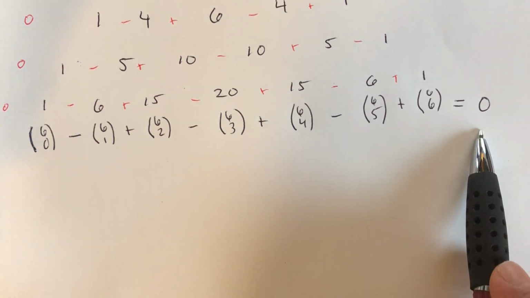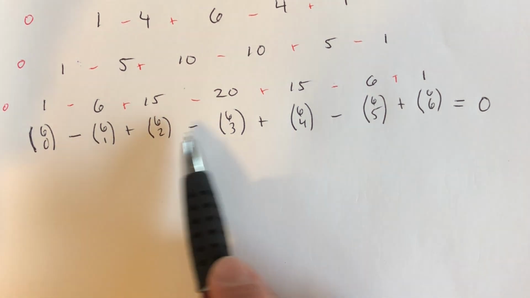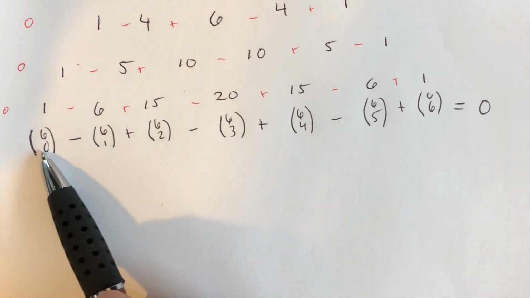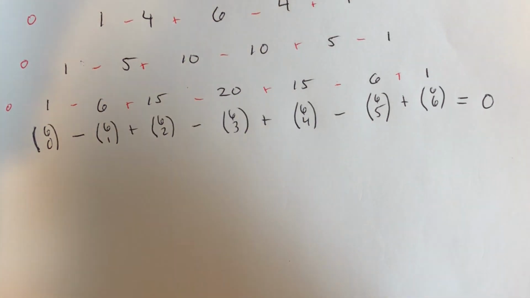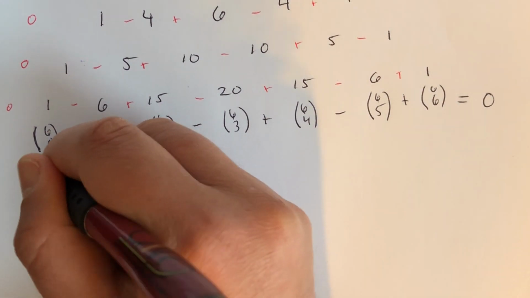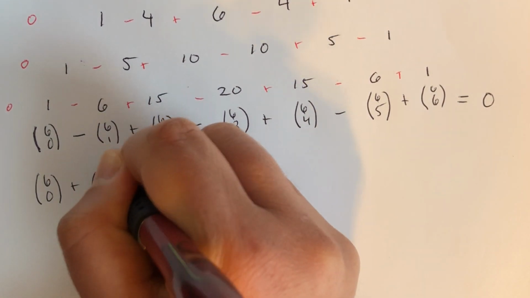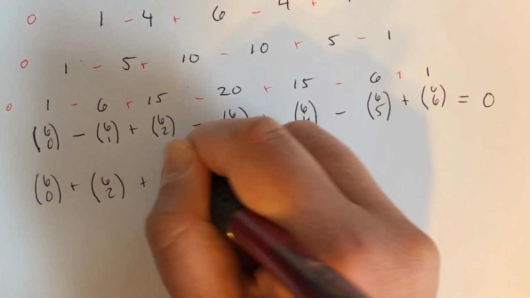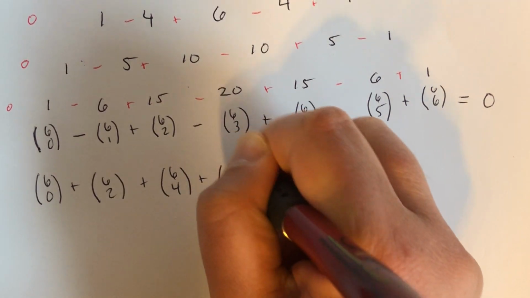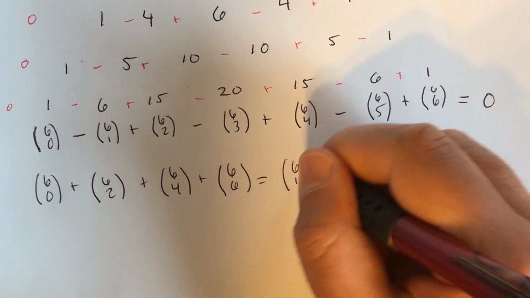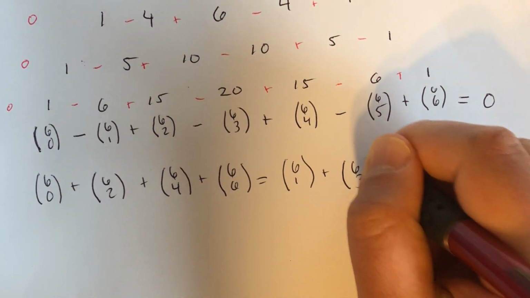I could rewrite this entire equation, keeping the even chooses, right? The even numbers on the bottom on one side and the odds on the other. And this would look like 6 choose 0 plus 6 choose 2 plus 6 choose 4 plus 6 choose 6 is equal to 6 choose 1 plus 6 choose 3 plus 6 choose 5.